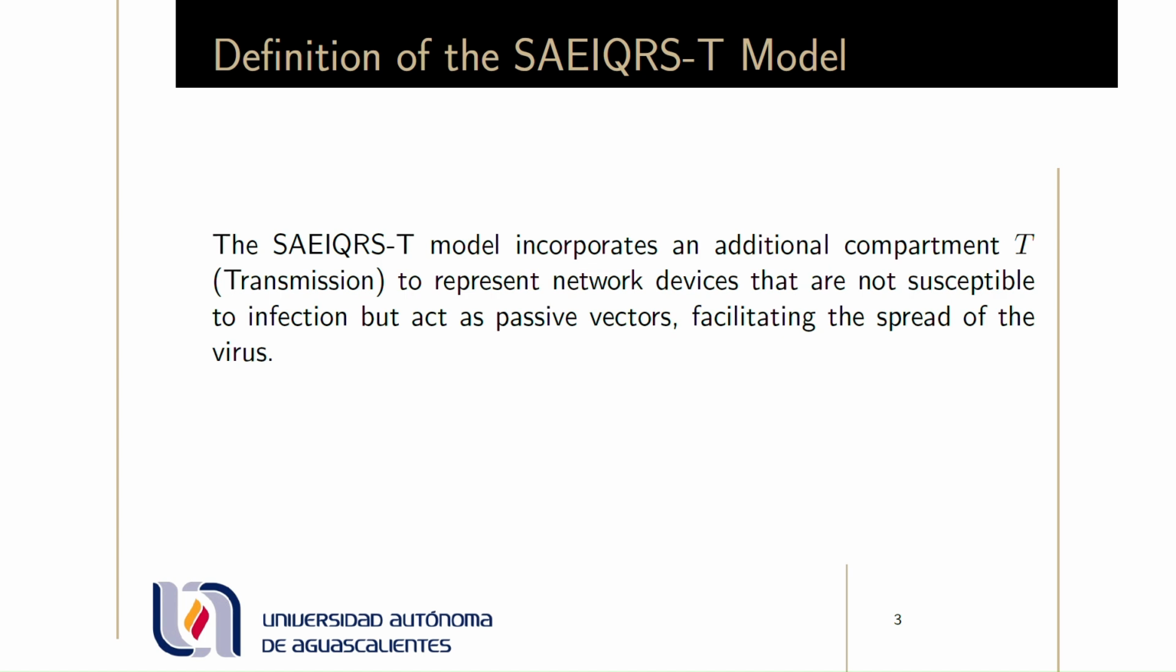The SAEIQRS model is a compartmental model. It introduces an extra compartment called T, which represents transmission nodes. They are devices that do not get infected, but help spread the virus. Examples include routers or USB drives.